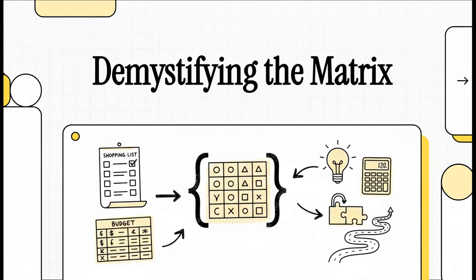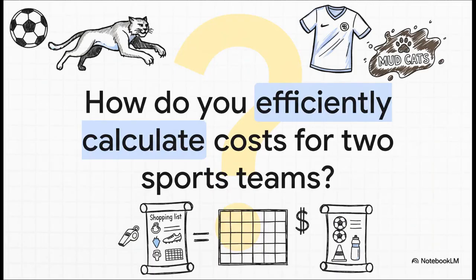Okay, let's dive in. So let's paint a picture. Imagine you're in charge of getting all the equipment for a local sports league. Two different soccer teams, the Wildcats and the Mudcats, just handed you their shopping lists for the season, and it's your job to figure out the total bill for each team. It's a classic organizational headache, right? But as you're about to see, it is the perfect job for a matrix.